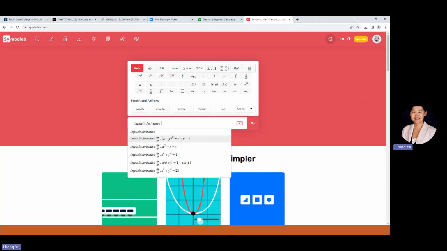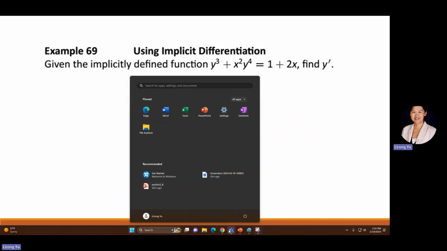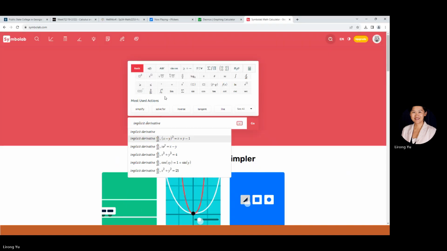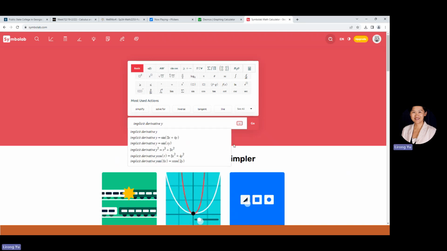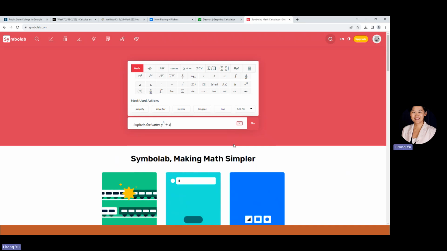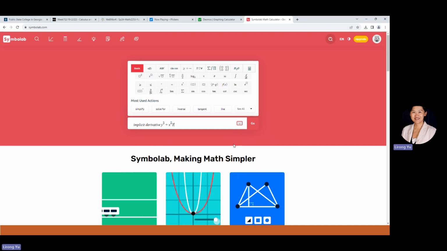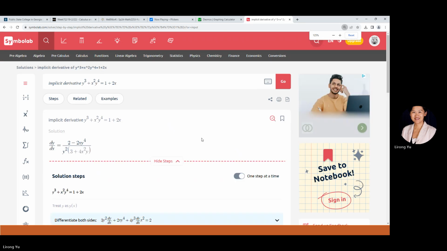This was the equation. Right, so what was the first one? It was y cubed plus x squared y to the fourth power equals 1 plus 2x. Symbolab does that. And then you can see the result.